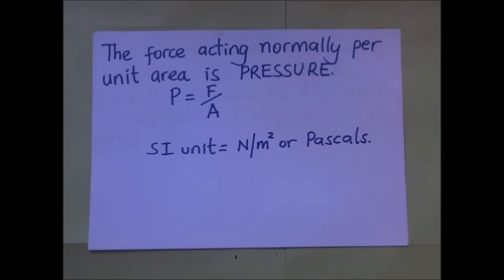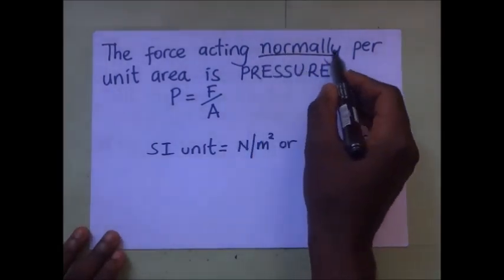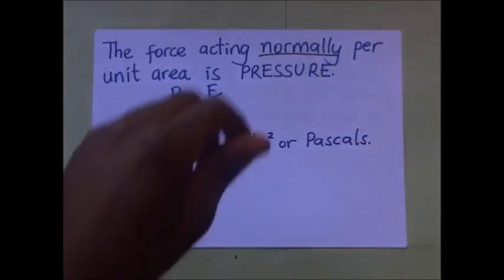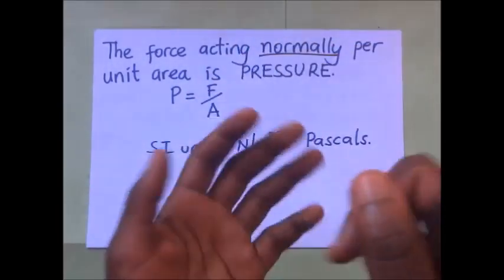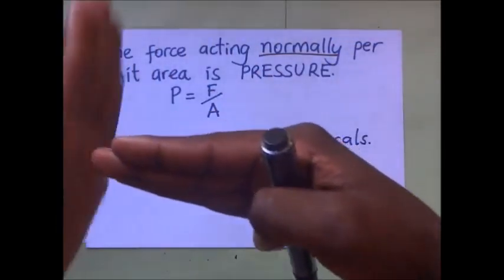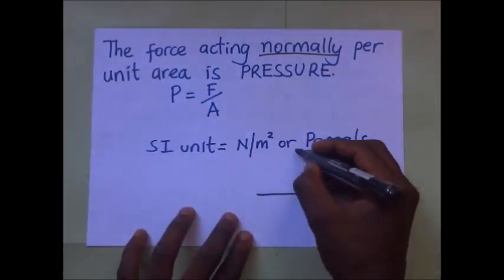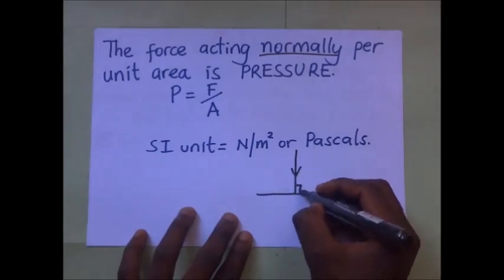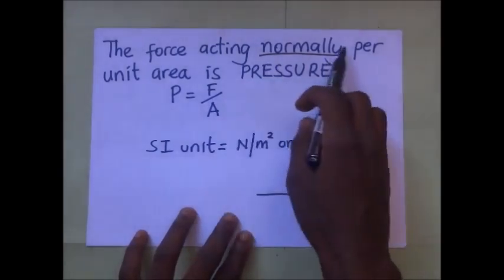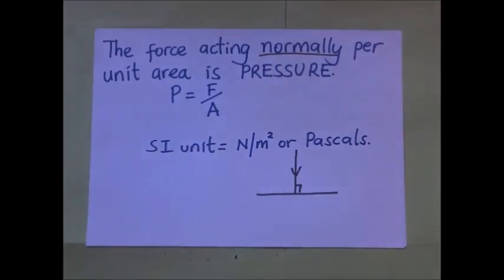What is pressure? Pressure is simply that force that is acting normally per unit area. When I talk about a force acting normally, I am talking about a force that is acting perpendicularly. That is what I mean by normally. The force is supposed to be normal to the surface. If this is the force and this is the surface, they are meeting at 90 degrees. So the force that is acting normally per unit area is what we are calling pressure.